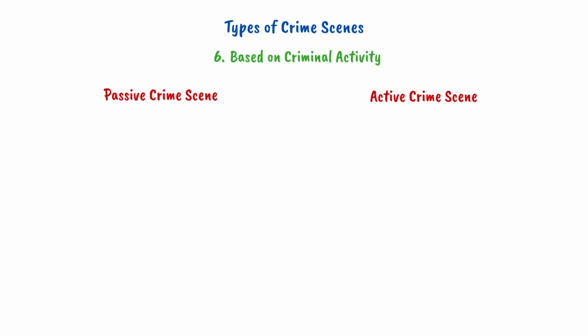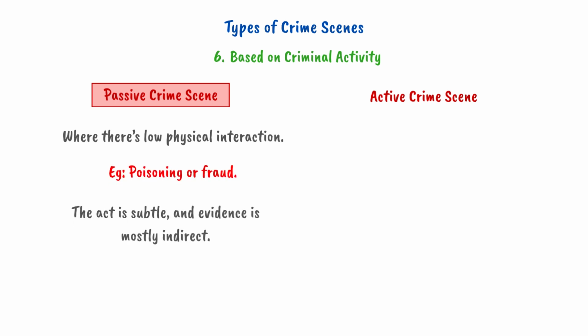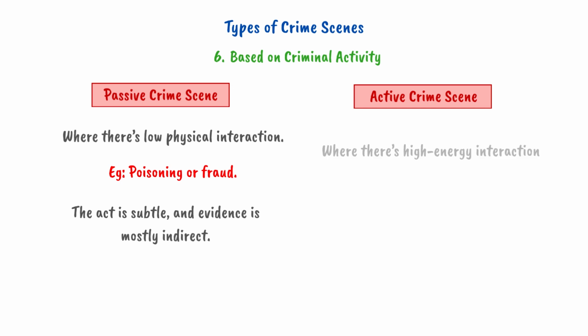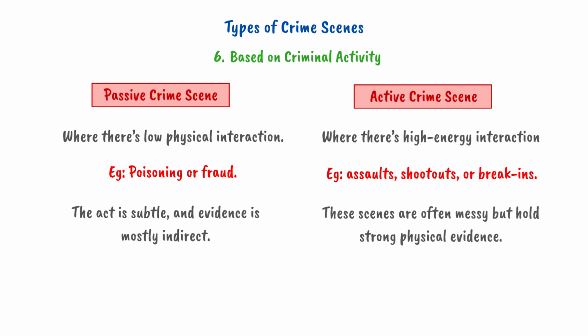Based on criminal activity, passive crime scene where there is low physical interaction. For example, poisoning or fraud. The act is subtle and evidence is mostly indirect. Active crime scenes where there is high energy interaction like assault, shootouts, or break-ins. These scenes are often messy but hold strong physical evidence.